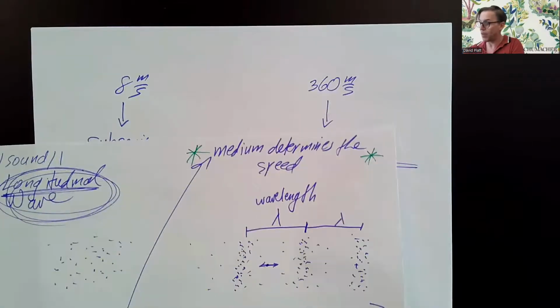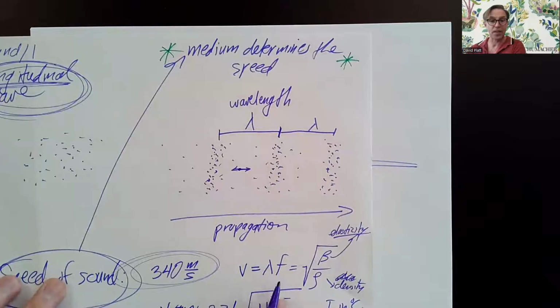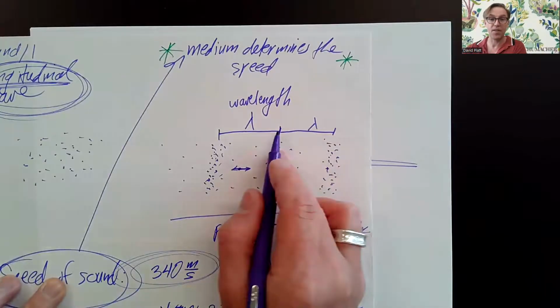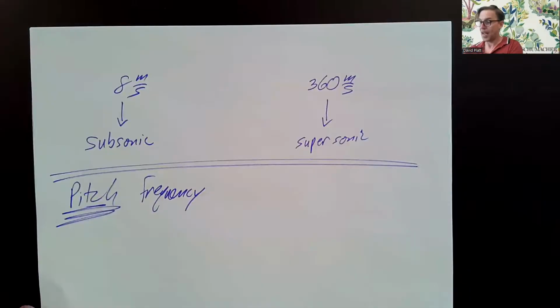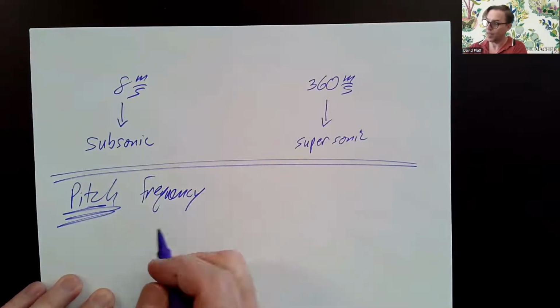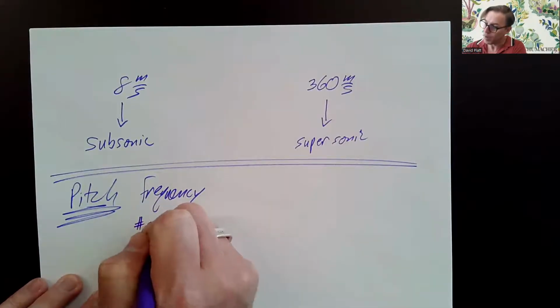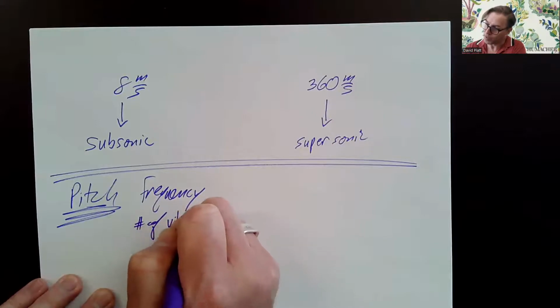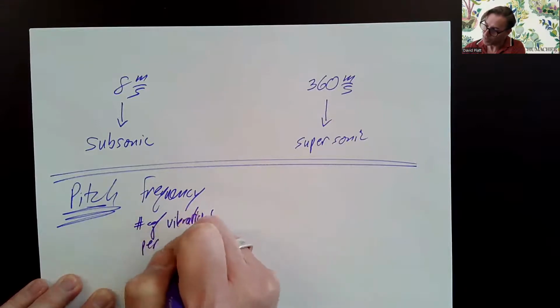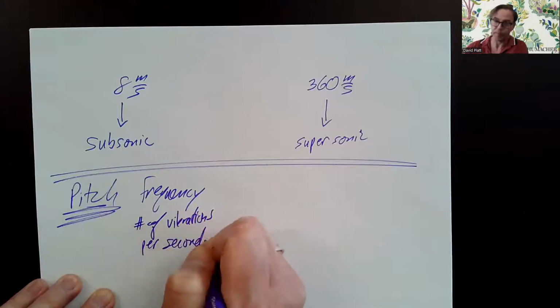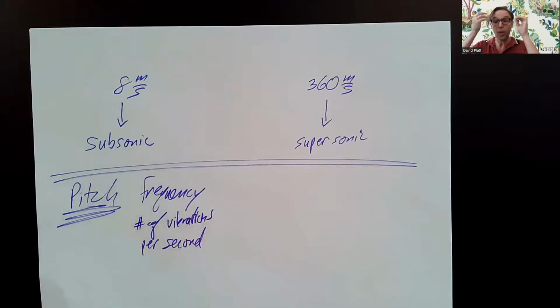And when we think about frequency, there it was in that equation. Wave speed is wavelength times frequency. So there's the wavelength. And pitch has to do with frequency, the number of vibrations per second.